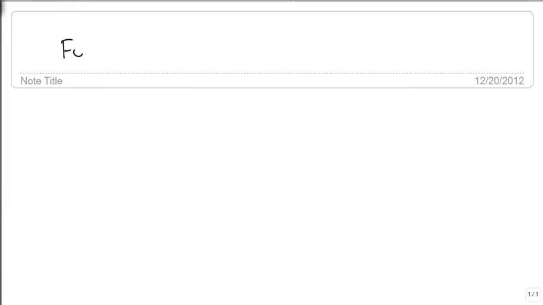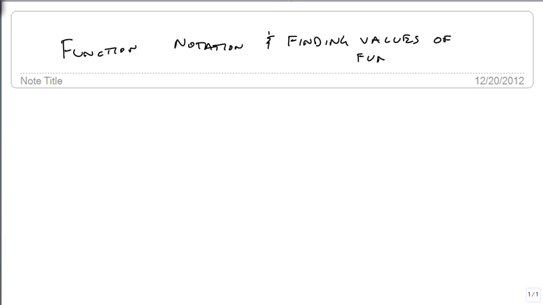We're now going to talk a little bit about function notation and finding values of functions. Alright, so our first thing to talk about is function notation.